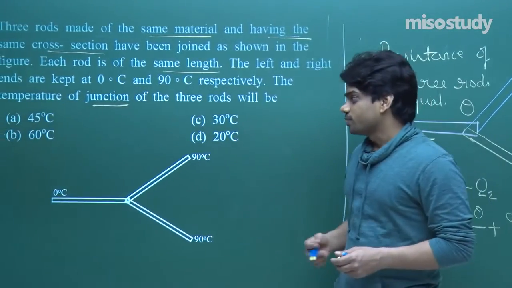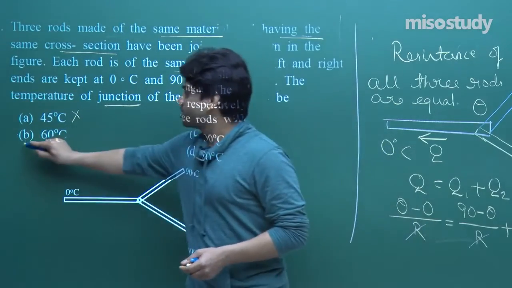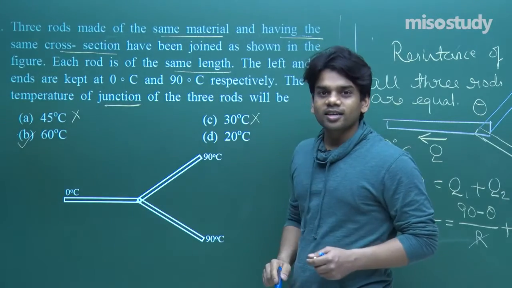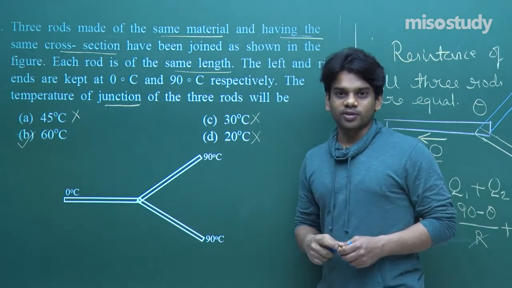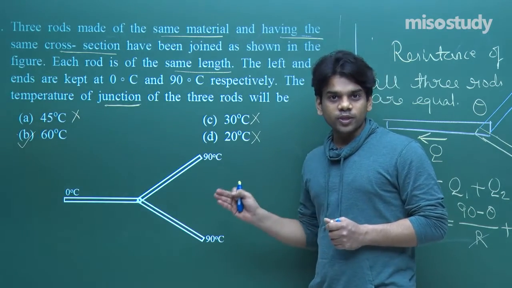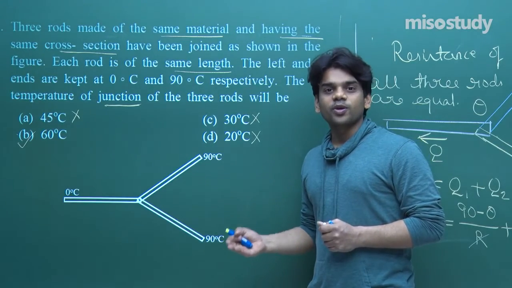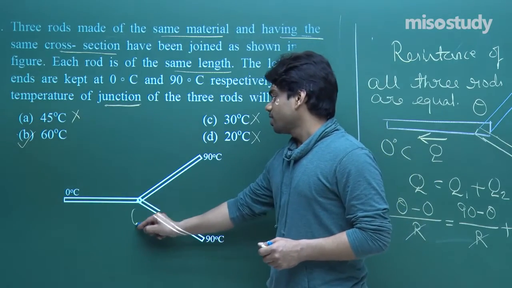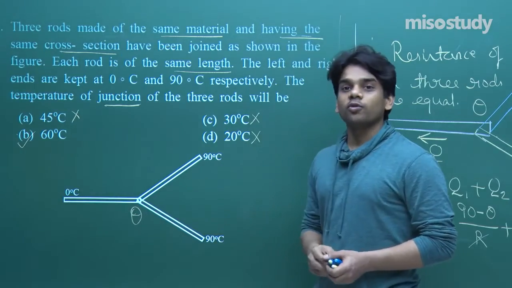Let's check with the options. A, 45 degrees Celsius, incorrect. B, 60 degrees Celsius, yes, that's right. C, 30 is the incorrect option, and D, 20 degrees Celsius is the incorrect answer for this. So you should know how the heat current flows through each of the conductors. As per this, proceed with each of the steps, you are going to get the right result. The temperature of the junction, that is theta we have taken, comes out to be 60 degrees Celsius. That is what we obtain here.